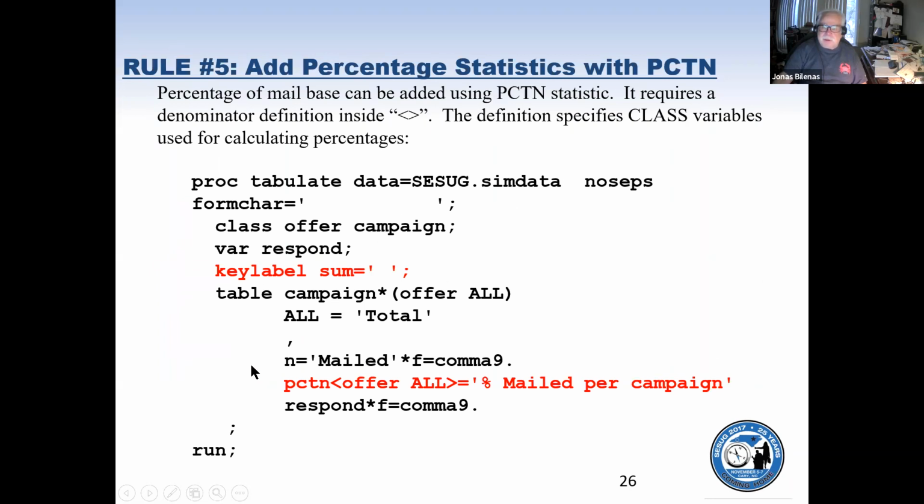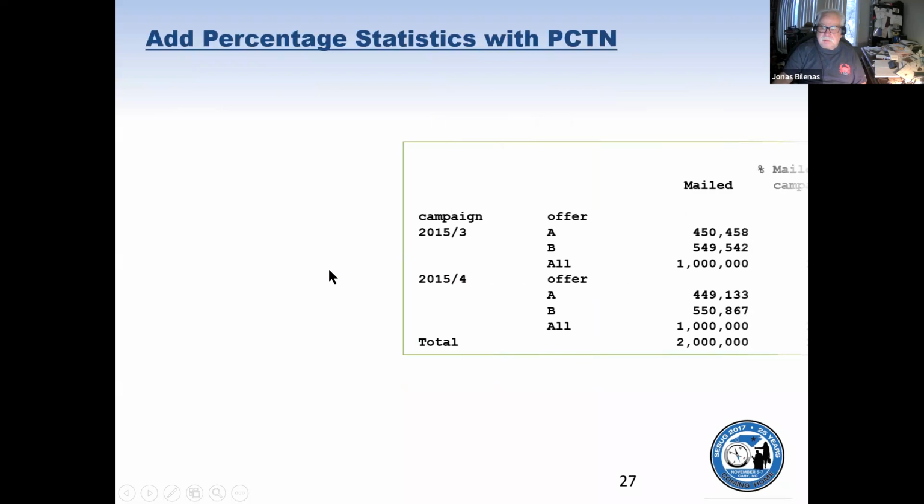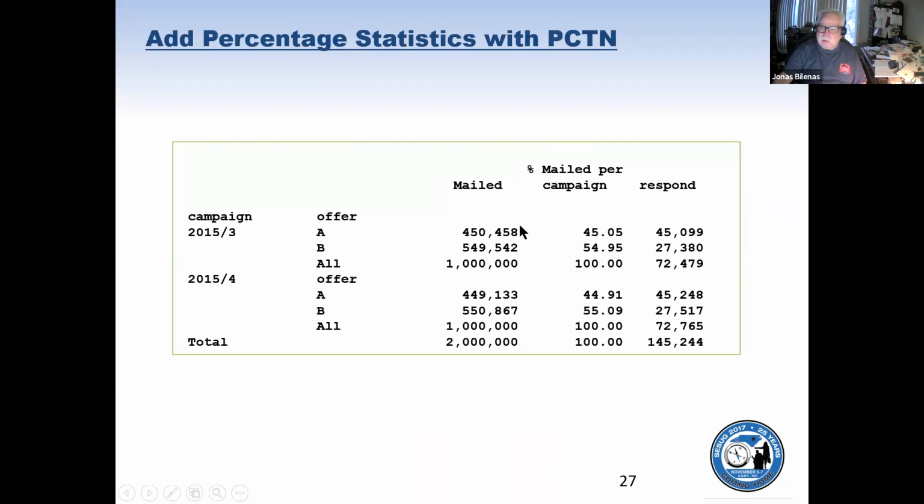Now I want to add some percentage statistics using a %n. So looking at %n, the denominator is going to be offer and also the all totals, and we can make a label for this, percent mailed per campaign. We're also putting a key label here of sum equals blanks. Anytime there's a sum variable or sum usage, the sum statement won't show up on the report. So here, we got the sums. There's no sums for response, like in the previous report. And we've got some additional stuff.